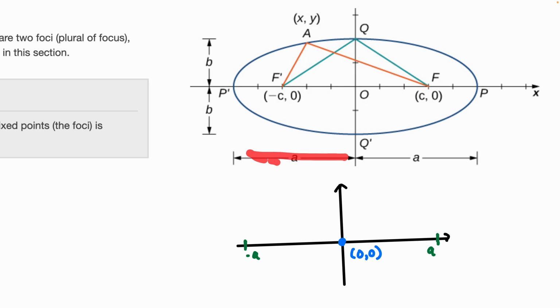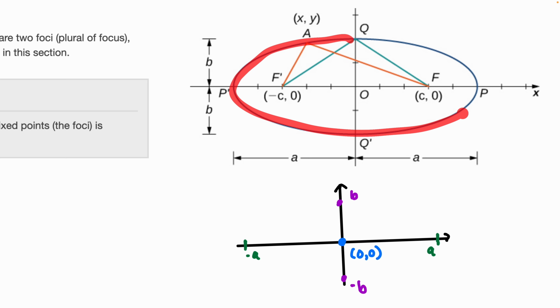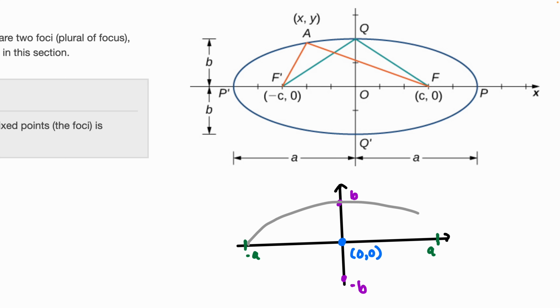So there's an a and then here's a b. Let's do the same thing. Let's pick off a b and a b. So positive b and negative b. And then eyeball in the shape. So let's do that. Sketch in roughly an ellipse.